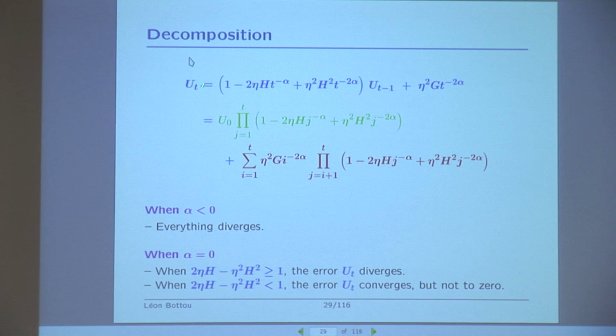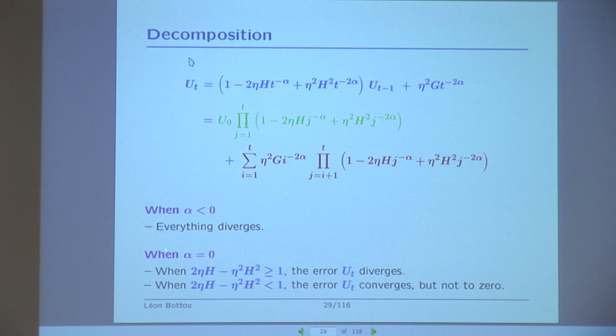So I take my thing here, and this I can actually decompose. I can apply it recursively. So what I'm going to have is U0 times the product of all these terms, plus, well, each of these terms here is introduced at a step, and then when it's there, it's multiplied by the remaining multiplicand. So the sum of i equals 1 to t of these terms, times the product of the remaining multipliers. So I have these two terms, the green term and the red term.